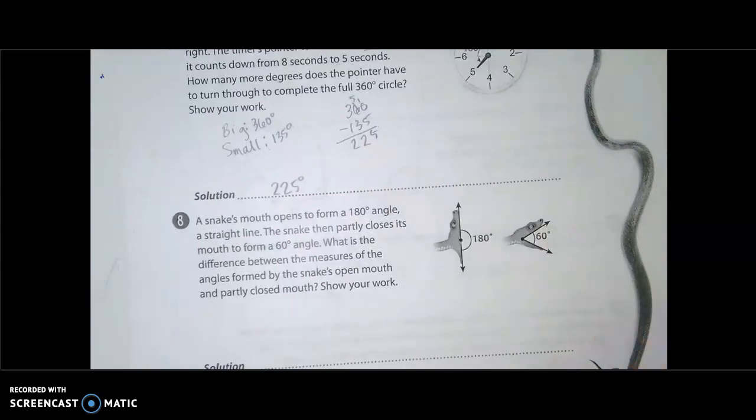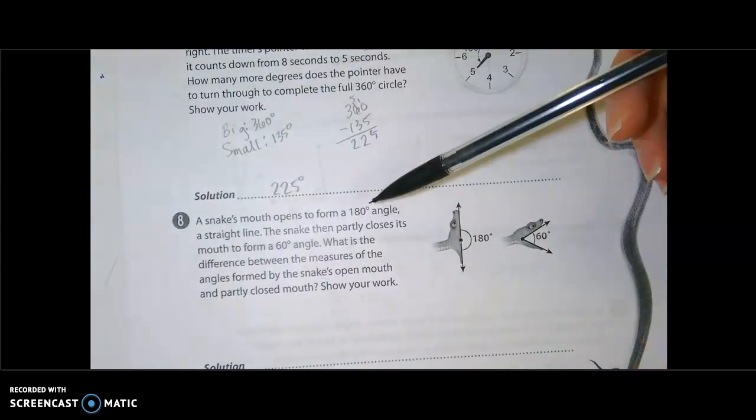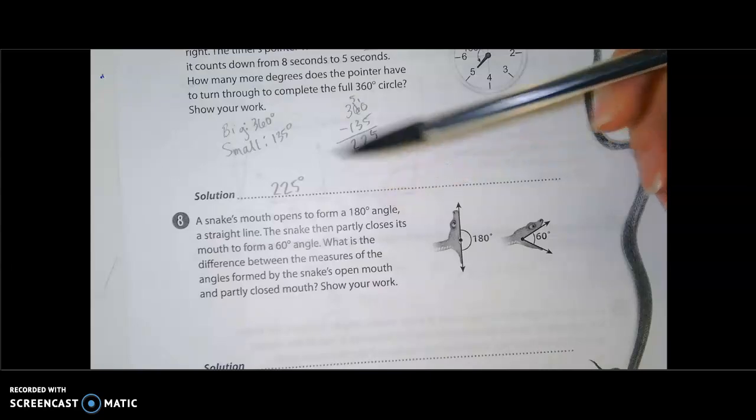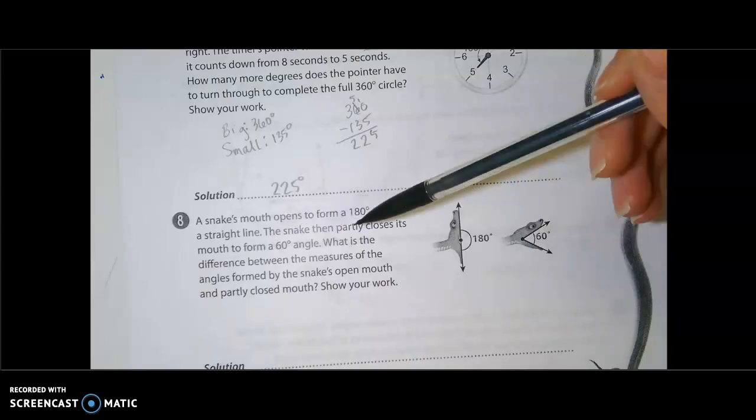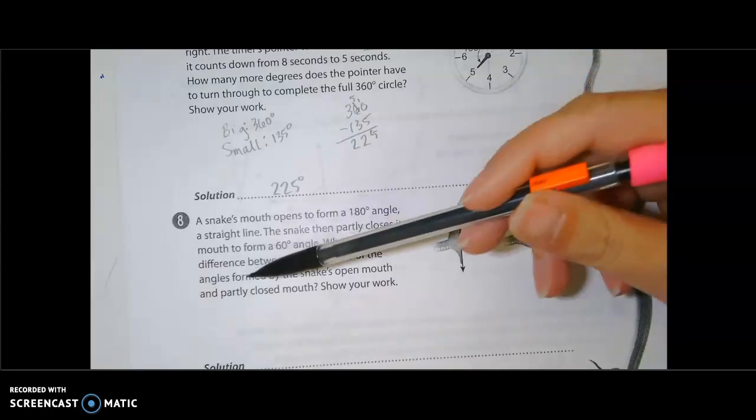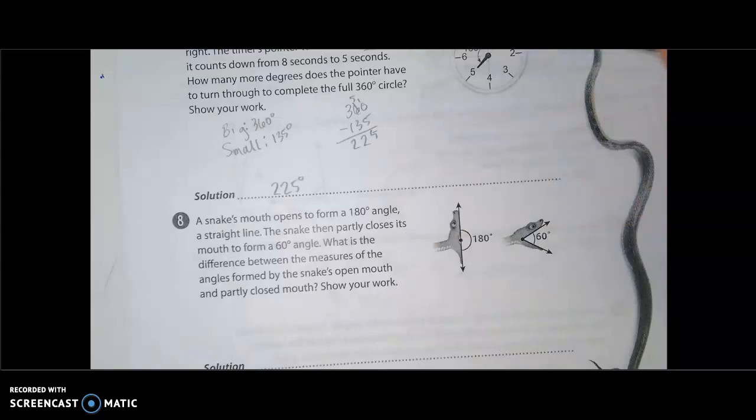So now when I look at this next one: a snake's mouth opens to form a 180 degree angle, which is a straight line. The snake then partly closes its mouth to form a 60 degree angle. What is the difference between the measures of the angles formed by the snake's open mouth and partially closed mouth?